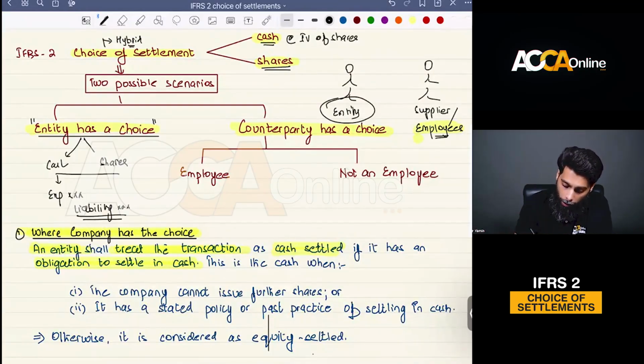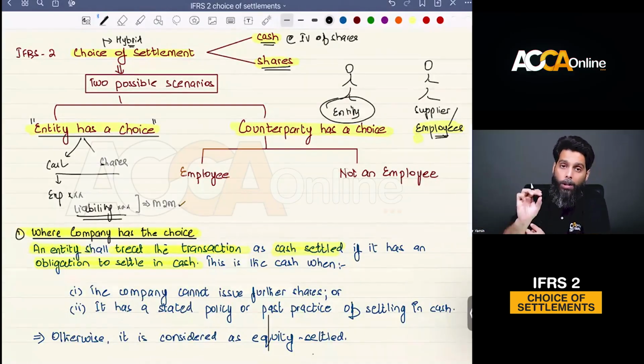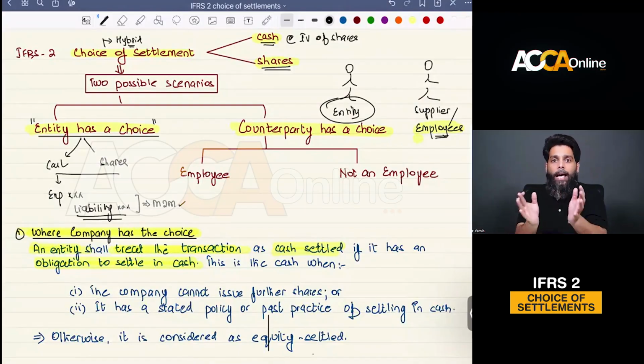Plus, if you account for this transaction as cash settled, you will make sure that you mark to market this transaction at each reporting date. And that is why you will be reporting, with timeliness, the most faithful representation to your shareholders. Make sense? That is why IFRS 2 said that whenever the entity can make the choice, either go for cash or go for shares, it is a more prudent approach to first try to record this transaction as a cash settled share-based payment.